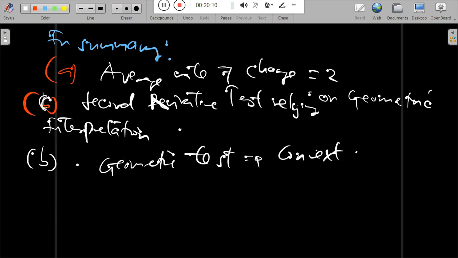So in such a case, we can now conclude with our summary. The average rate of change is 2. The second derivative test is inconclusive and relies on geometrical interpretation, and for B, the geometrical test shows the function is convex. So that marks the end.